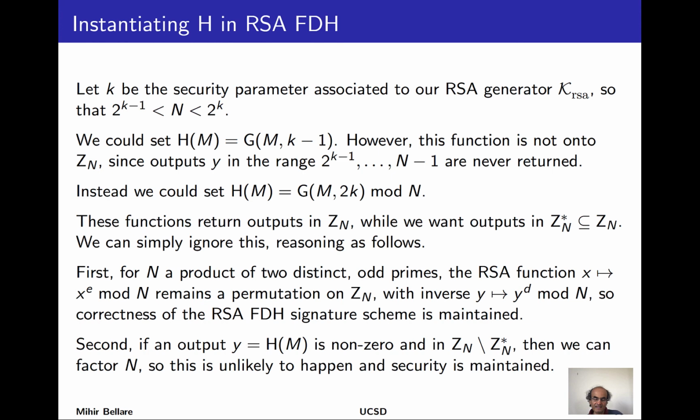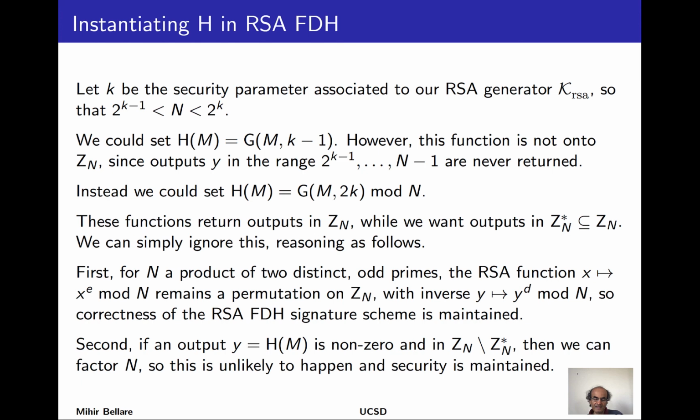There's one final point that needs consideration. All this is returning outputs in Z mod n, but we want them in Zn star. The difference is just that points which have a GCD different from 1 with n are excluded as outputs of our hash function. So what do we do about that? Well, there's a number of things you could do, but probably the simplest is to just ignore this. For various reasons, it shouldn't really happen often enough to be damaging or make a difference when it happens. And a few lines of argument for that are as follows.